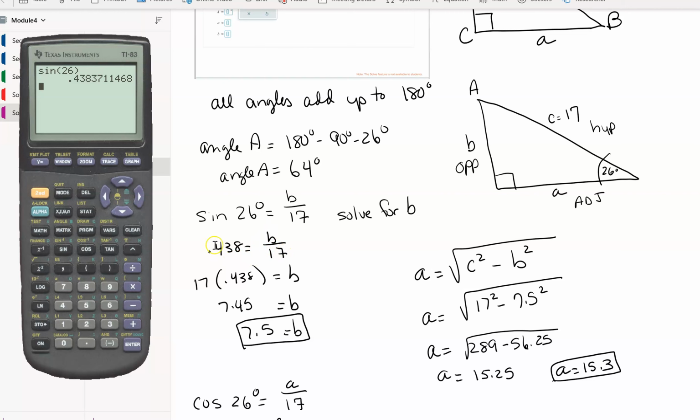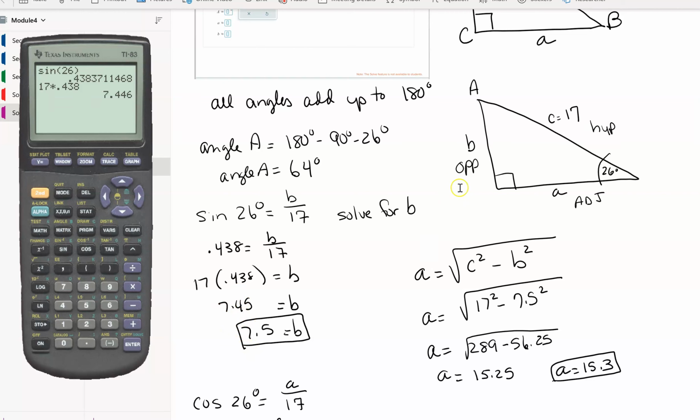Multiply both sides by 17 because I'm trying to solve for b. I get 17 times 0.438 is b. So b, when I multiply these out, 17 times 0.438, I get 7.446. They want 1 decimal point, so I do 7.5. I go 1 place over, and it's a 5. So that gives me side B.